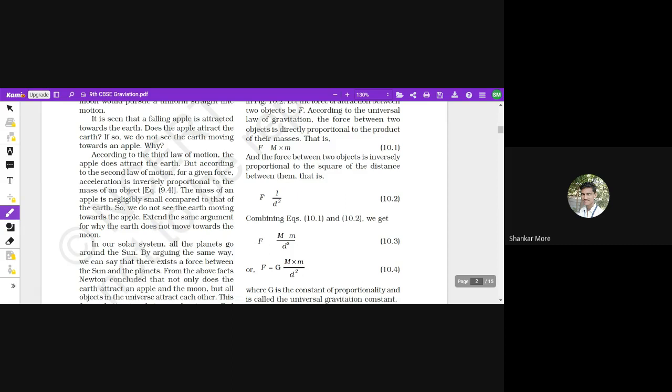ठीक है, सो इस तरीके से एप्पल का जो मास है या फिर हमारे मून का भी जो इवन मास है, दैट इज वेरी लेस, और अगर हम स्पेशली एप्पल की बात करें, इट इज ऑलमोस्ट नेग्लिजिबल टू द अर्थ. इट इज नथिंग, राइट? सो दैट्स व्हाई the earth will not move towards the apple, but the apple will move towards the earth.